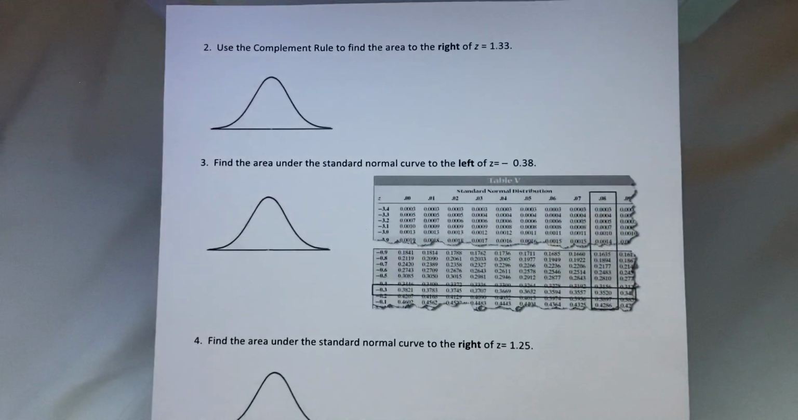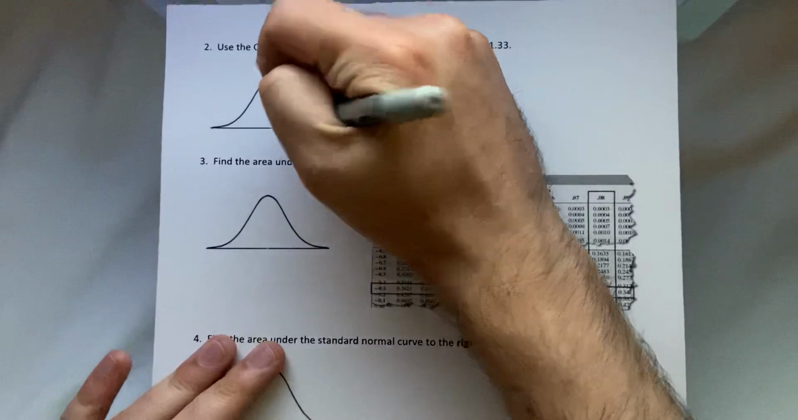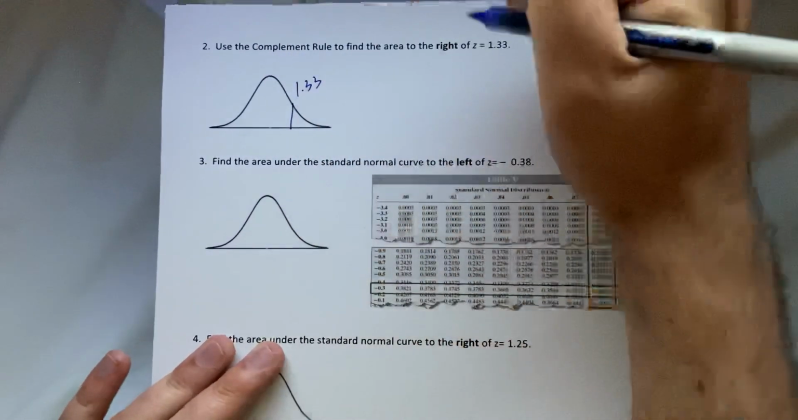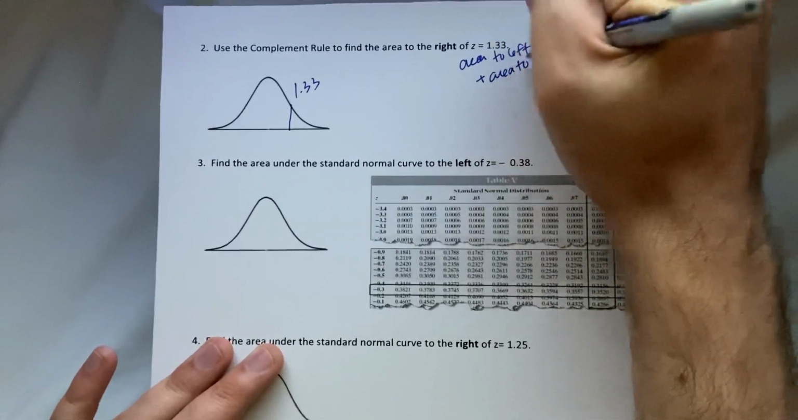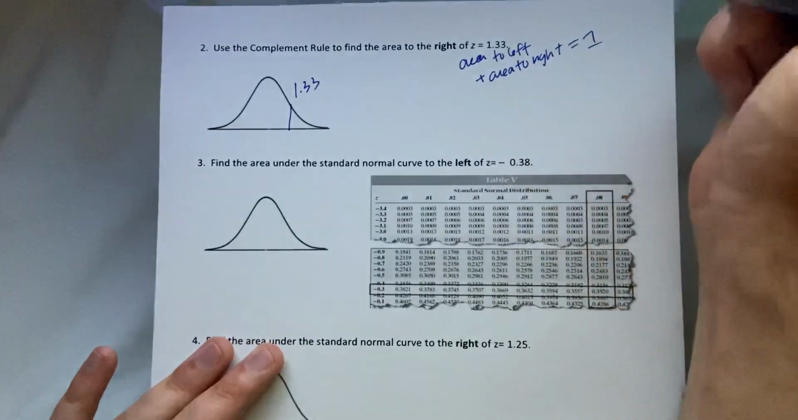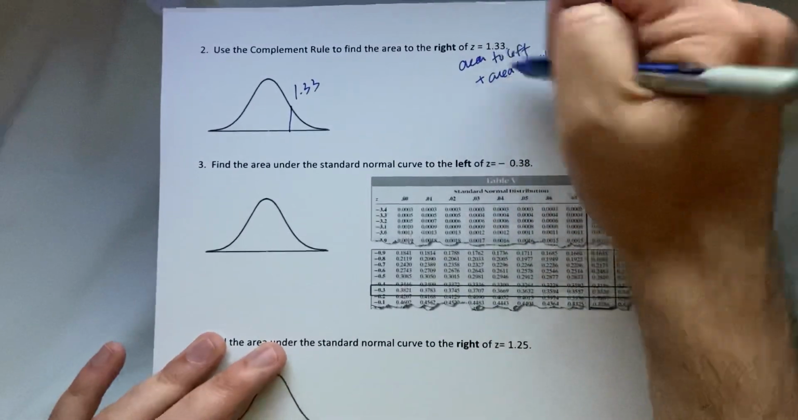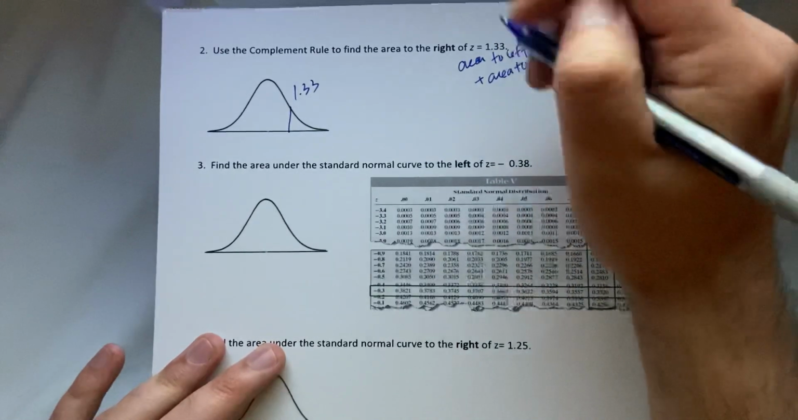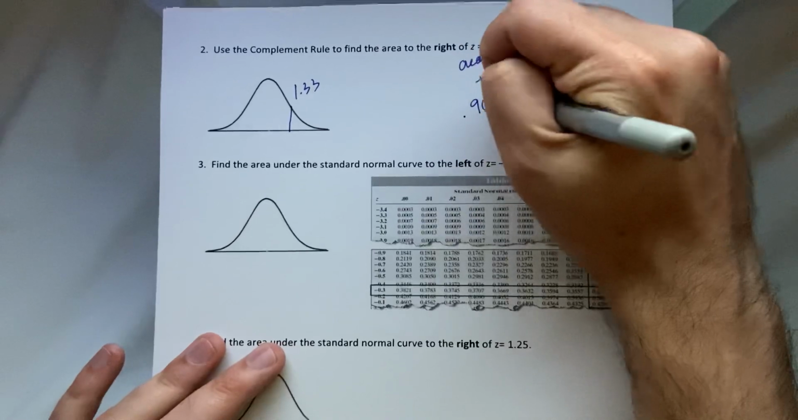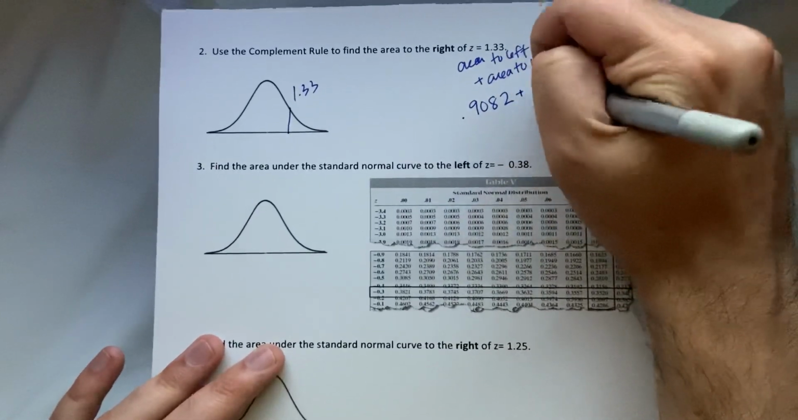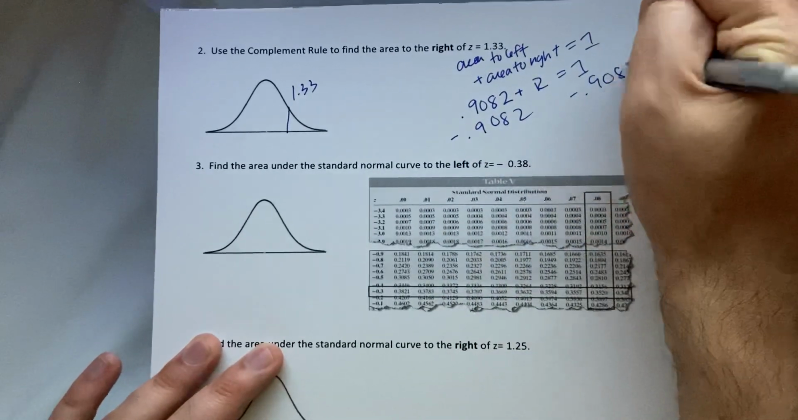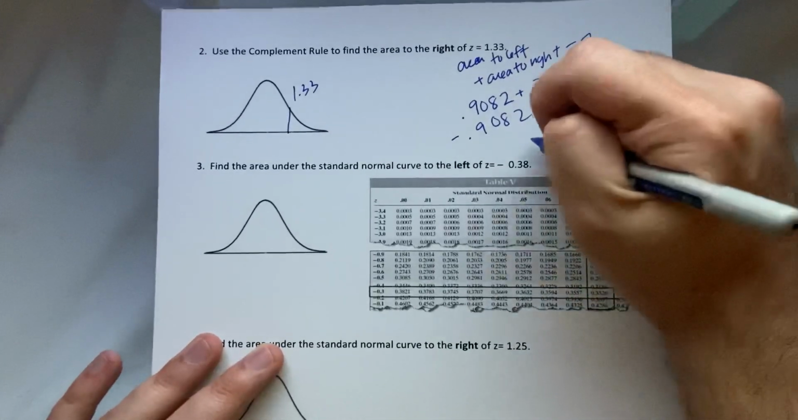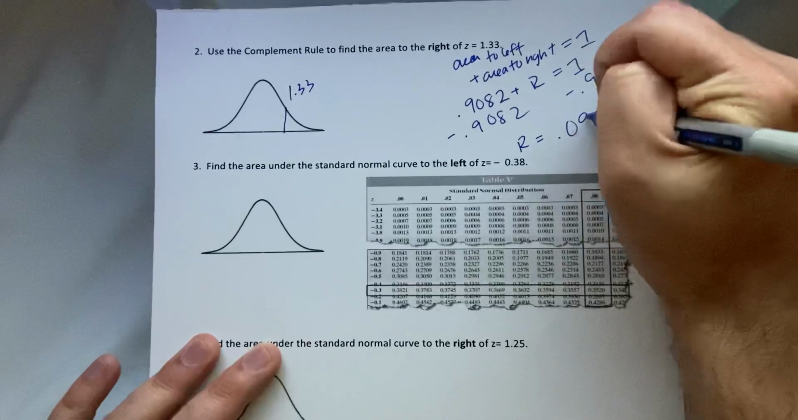Now, the first part, number 2, says use the complement rule to find the area to the right of z equals 1.33. So what the complement rule is that if you take a number, the area to the left plus the area to the right equals 1, which also means that if you're only trying to find one of these, you subtract the other one from 1. So the area to the left we knew was 0.9082, plus the area to the right is 1, so I need to subtract 0.9082 to get the other side. The area to the right should equal 0.0918.